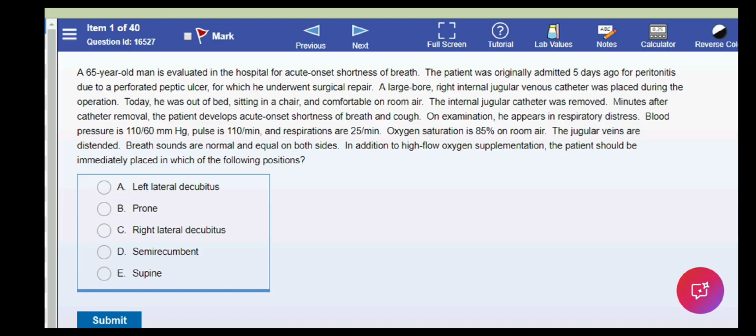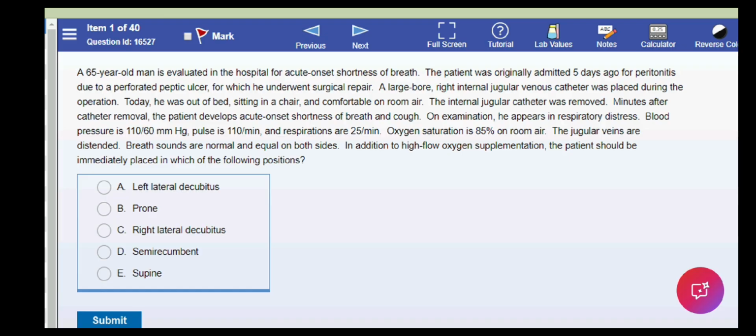We have a 65-year-old man evaluated in the hospital for acute onset shortness of breath. The patient was originally admitted 5 days ago for peritonitis from a perforated peptic ulcer, for which he underwent a surgical repair. A large bore right internal jugular venous catheter was placed during the operation. So we have a CV line, what we call it. This is jugular venous. Today, he was out of bed, sitting in a chair, and comfortable on room air.